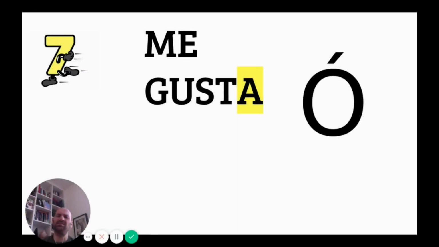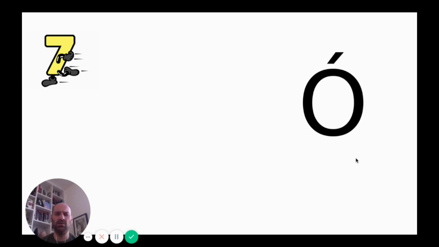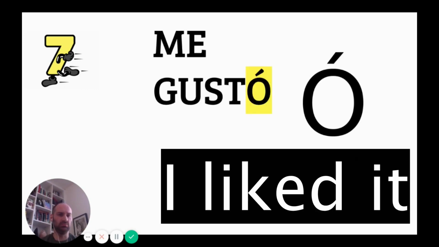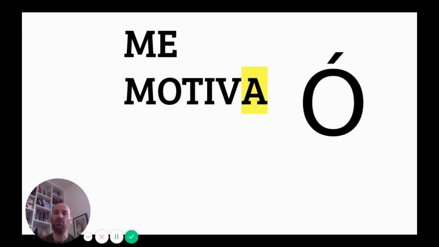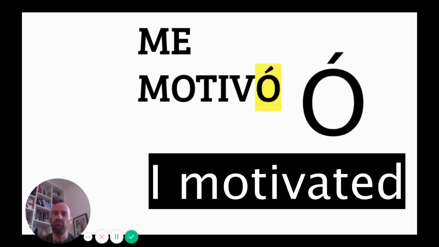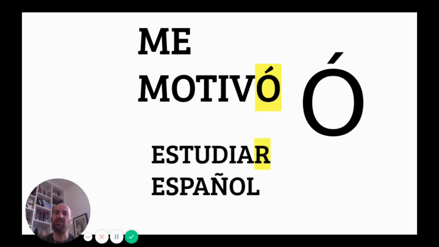Number 7 is as well the past, but slightly different. It's the normal past. It's not that I used to like. It's just something that you liked. So what we have to do now is remove the A. Okay? It's not like the ones before where you add a pattern. In here, you need to remove the A and put that O with a little dot, with an accent. So me gusta becomes me gustó. Another example. Me motiva, I feel motivated. Me motiva, me motivó. Me motivó estudiar español.